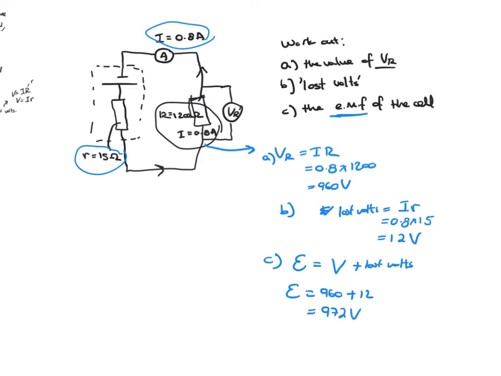As you can see, the cell, even though it has 972 volts, cannot provide that to the rest of the circuit because the internal resistance takes away some of that energy per unit charge just to oppose the motion of current through the actual power supply. So the whole circuit doesn't get the full energy because some of it gets lost. That's why we call it lost volts within the power supply.